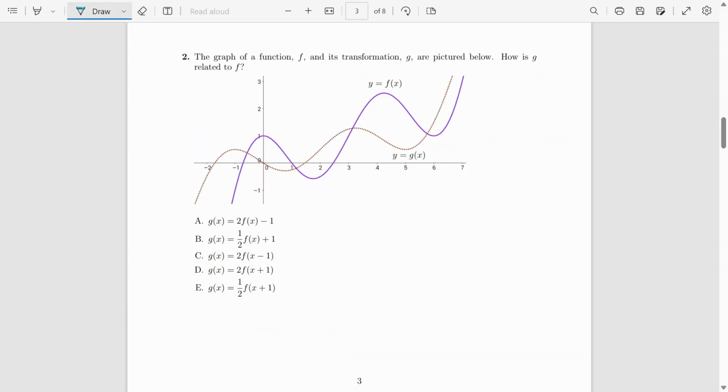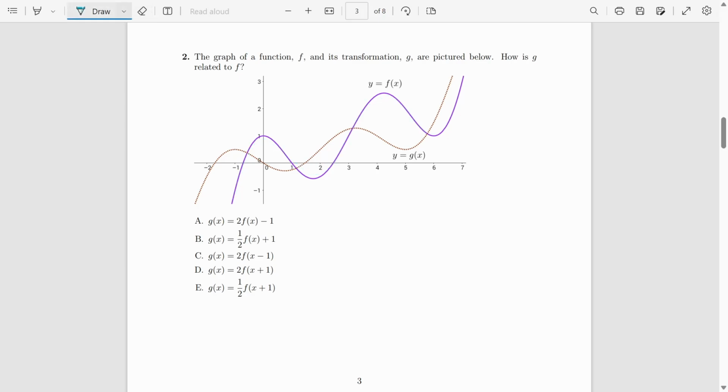Okay, question 2. The graph of a function f and its transformation g are pictured below. How is g related to f? So for these problems, it gives you a function f of x, and then its final g of x transformation after you do a bunch of transformations onto it. So it's just asking what transformations do you need to do to f to get to g.